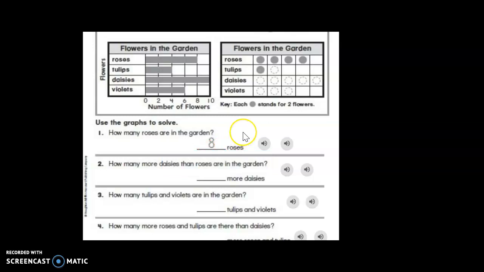It just asks you how many roses are in the garden. Let's listen to the second voice. It said, remember to count the dots by twos.